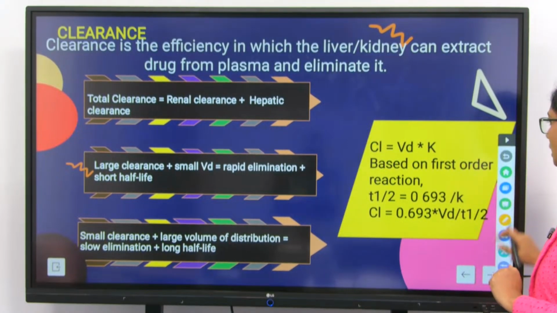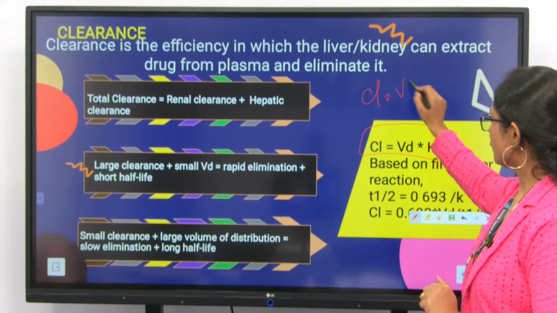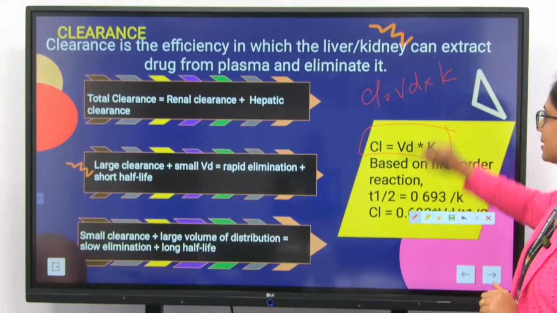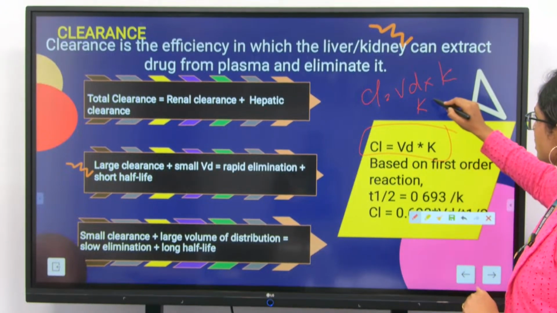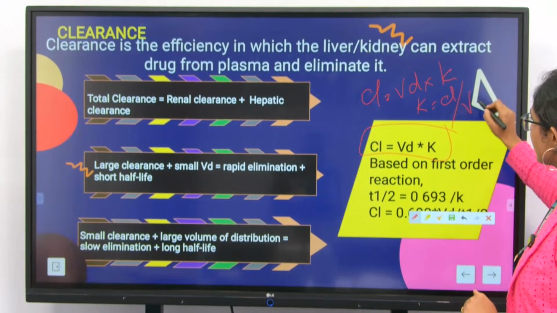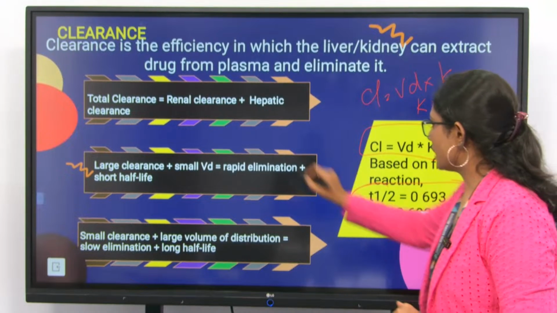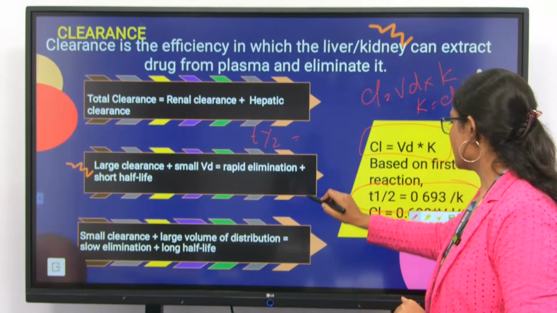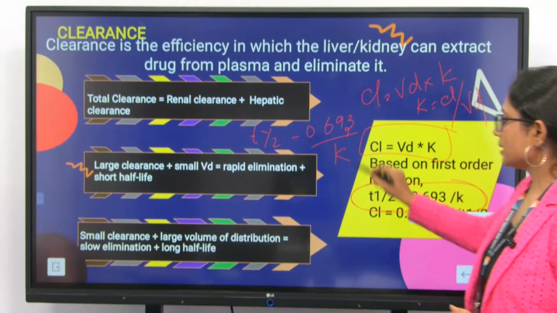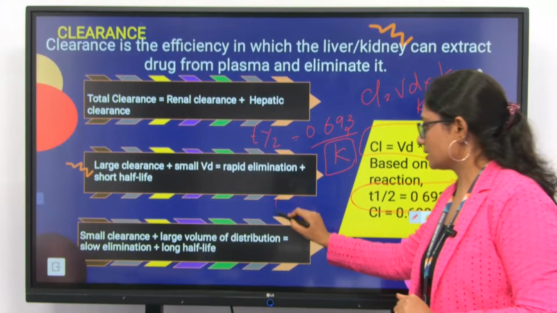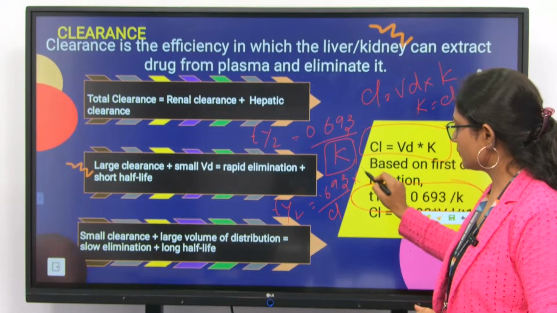Now, there is an equation for clearance. Clearance is equal to Vd into K. Or I can rewrite this equation: K means elimination rate constant, and the elimination rate constant is equal to Cl by volume of distribution. Based on the first order reaction, what is T half? T half is equal to 0.693 divided by K. Now you can rewrite this K, so T half is equal to 0.693 divided by Cl, and the Vd will come here.